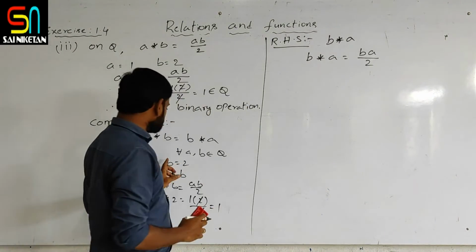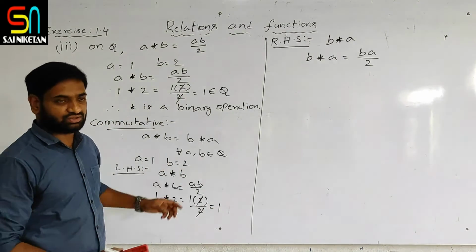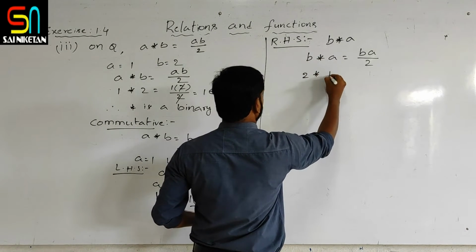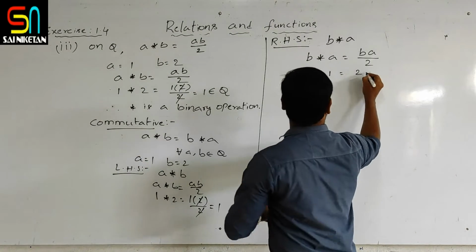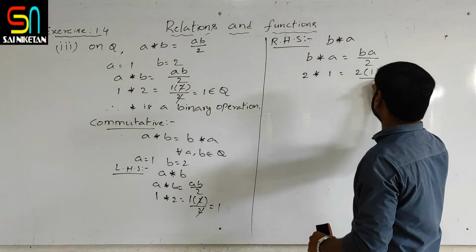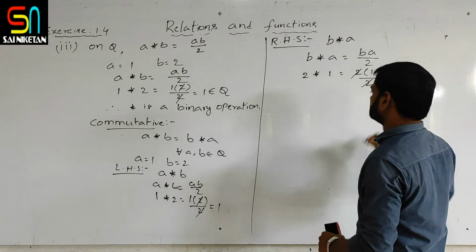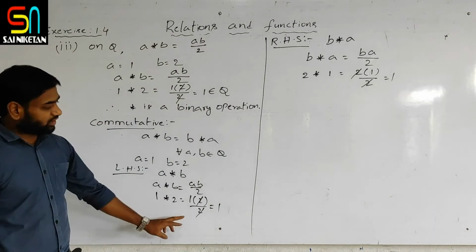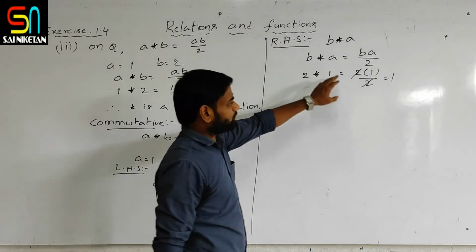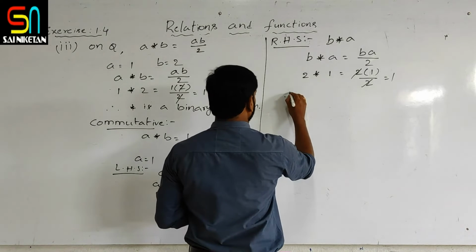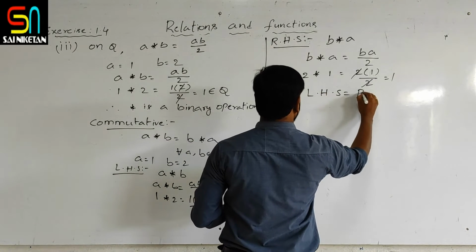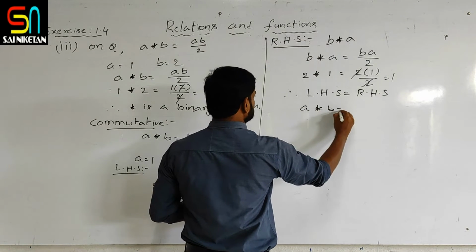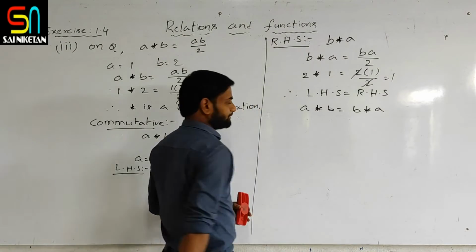Now already I took the values, that is A value 1, B value is 2. I am substituting here, B value is 2, star A value is 1. That is 2 into 1 by 2. 2 to cancel, that is 1. So if you observe here, LHS answer is 1, RHS answer also 1. So both are equal, therefore LHS is equal to RHS, or what you can write, A star B is equal to B star A.